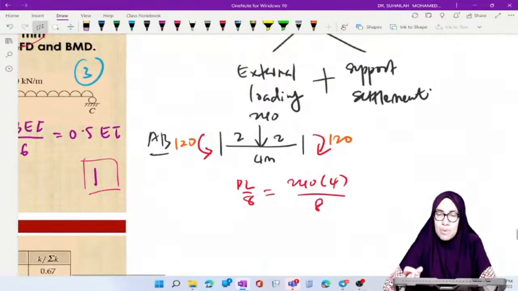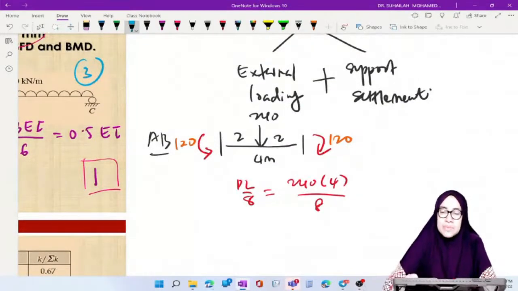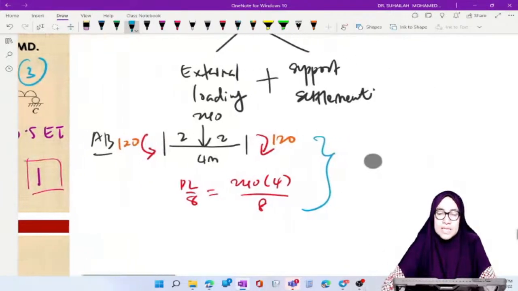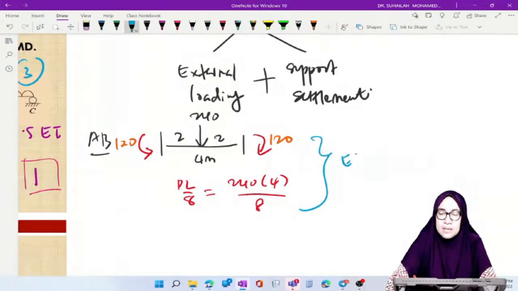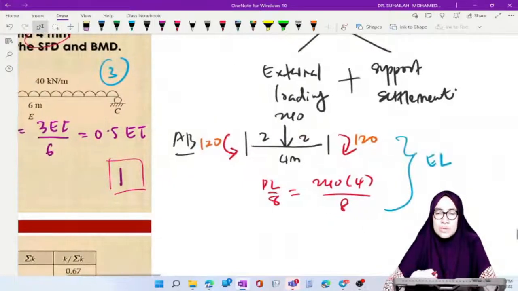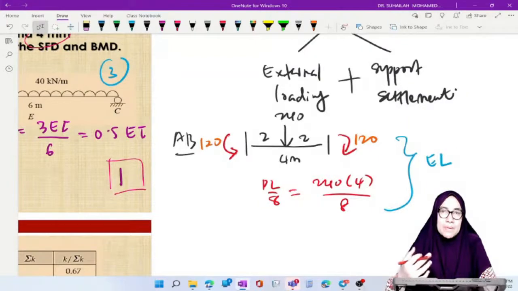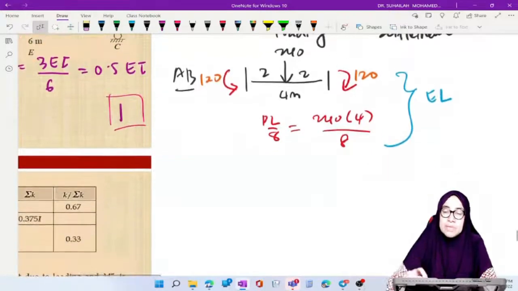For AB, this is due to external loading. Now for member BC, again still under external loading.